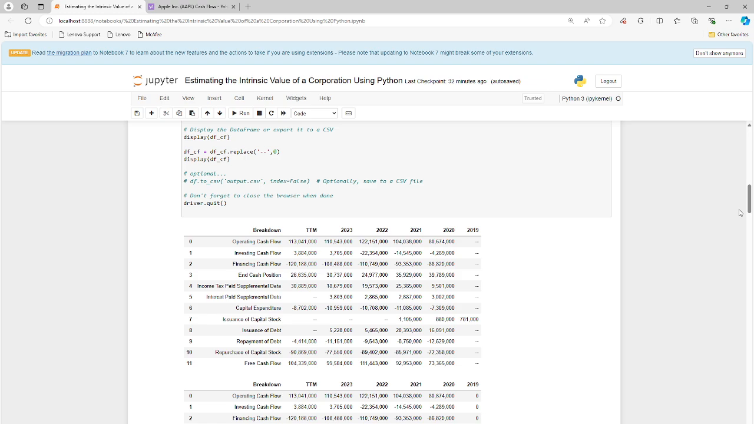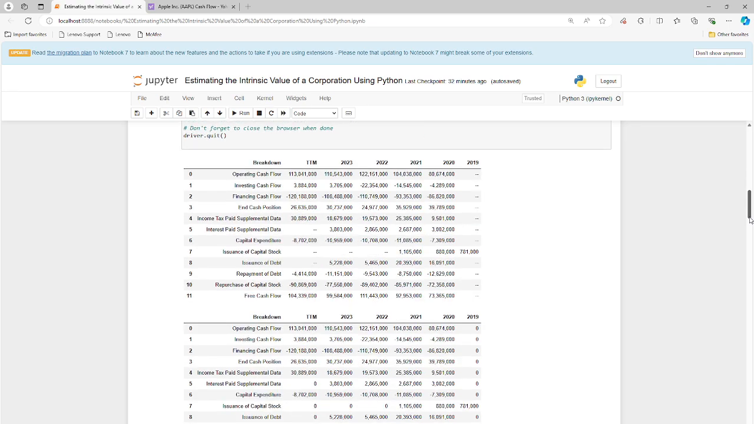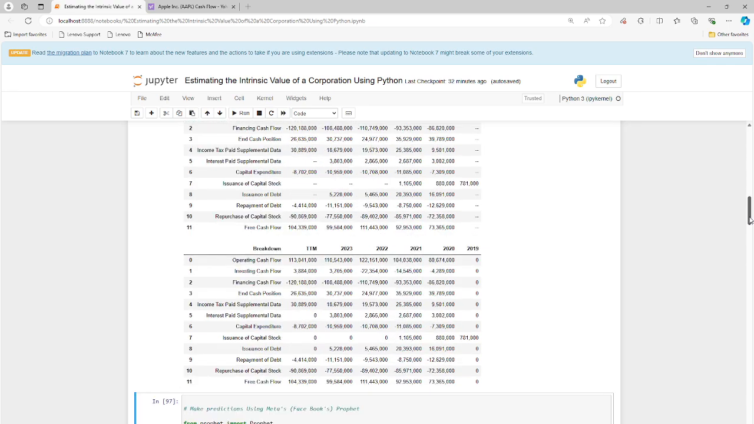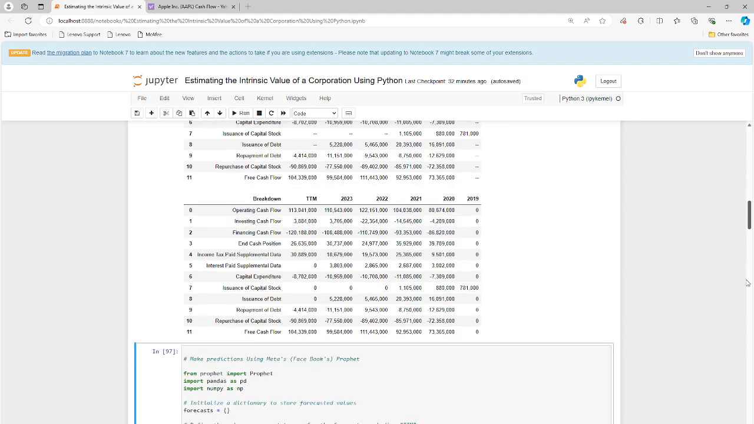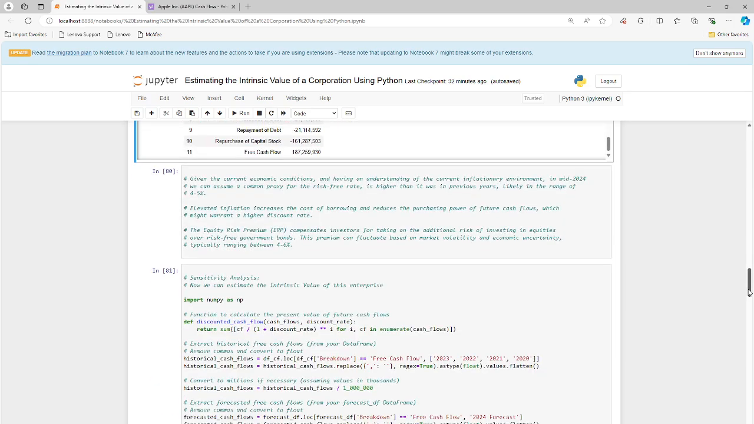Again, 2023, 22, 21, 2020. We only had one record for 2019, so we're actually going to discard that. We're not going to use that year because the one record was this issuance of capital stock. That's pretty much useless. It's not going to help me at all to make my forecast into the future. So I'm going to focus on 2023 to 2020, and there's the numbers.